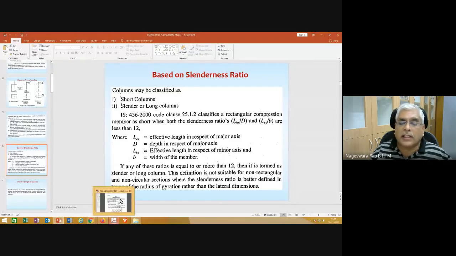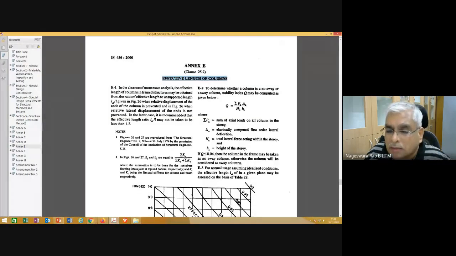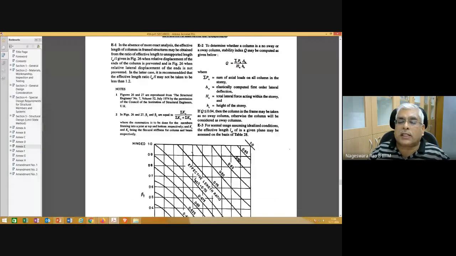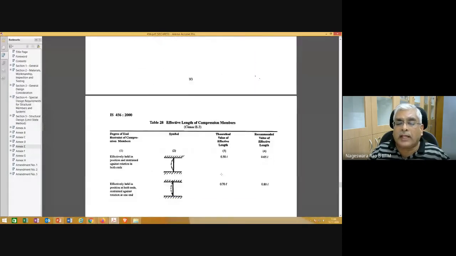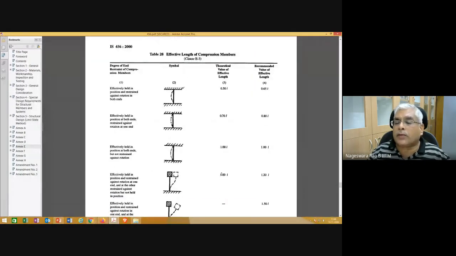In case we don't have all this information, Table 28 gives you effective lengths of compression members for idealized cases.